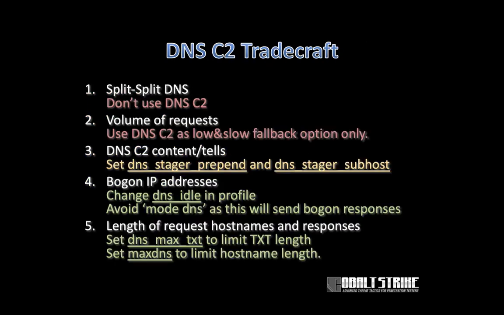So here's how I recommend that you deal with this state of affairs. If you're in a network that does split-split DNS, don't use DNS C2. It's off the table. If you're in a network that is well instrumented to look for a volume of requests, I would use DNS C2 as a low and slow fallback option only.